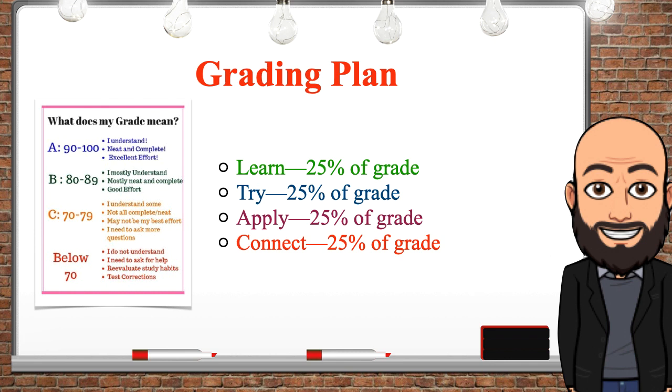Each unit in Coding 2 is divided into 4 sections, and each section is worth 25% of the student's grade. The first section is Learn. In this section, students will learn what the concept is, explore how it relates to things they do all the time, and complete an activity that deepens their understanding of the coding concept and its relation to everyday life.